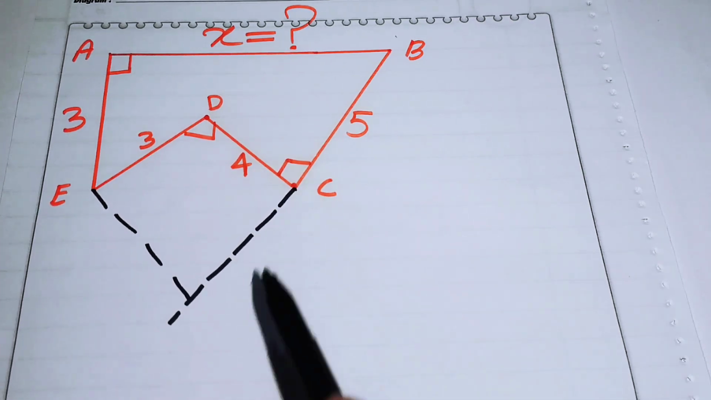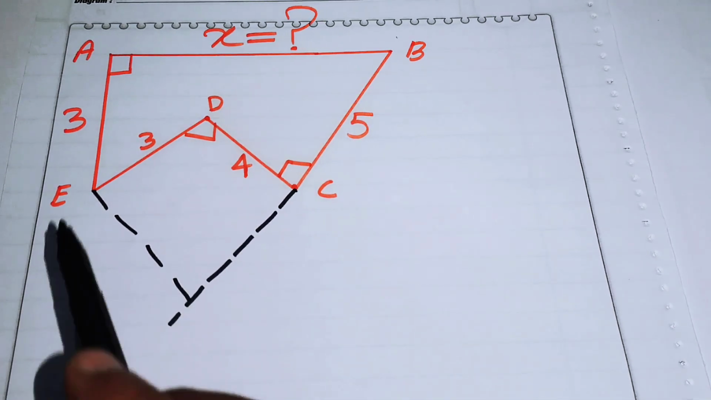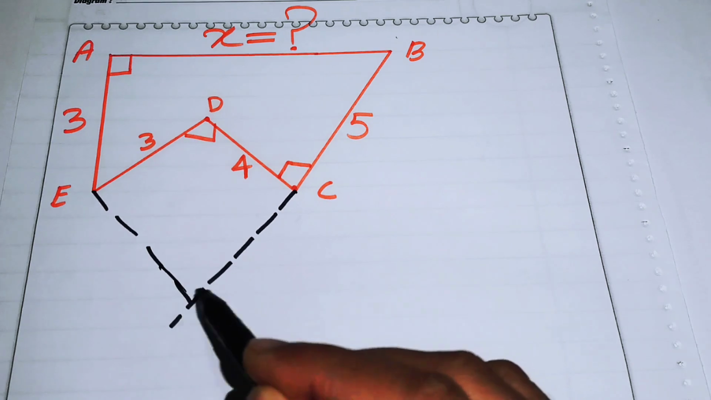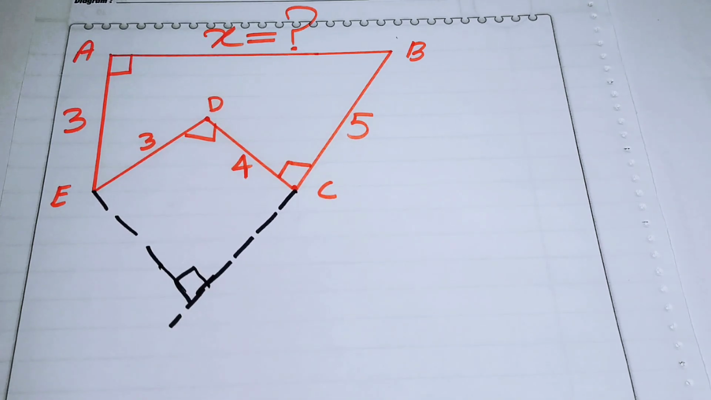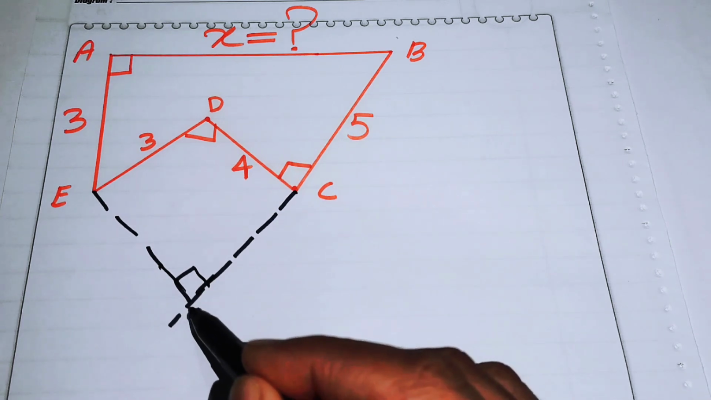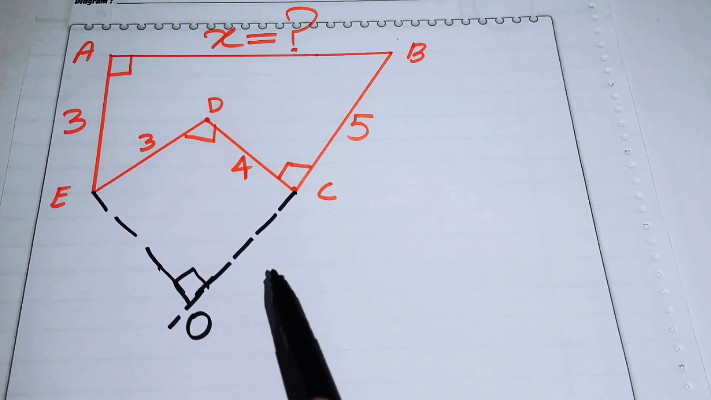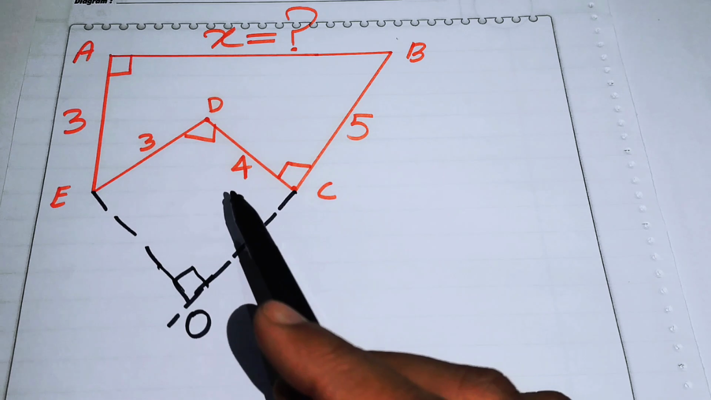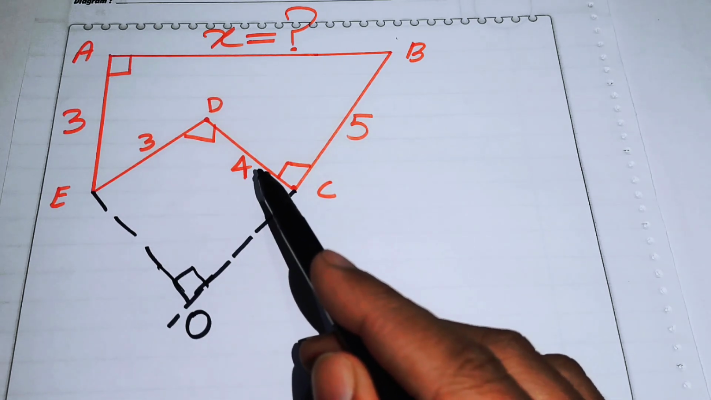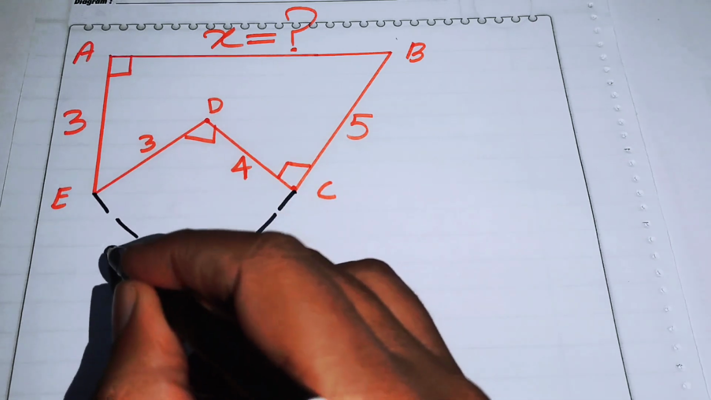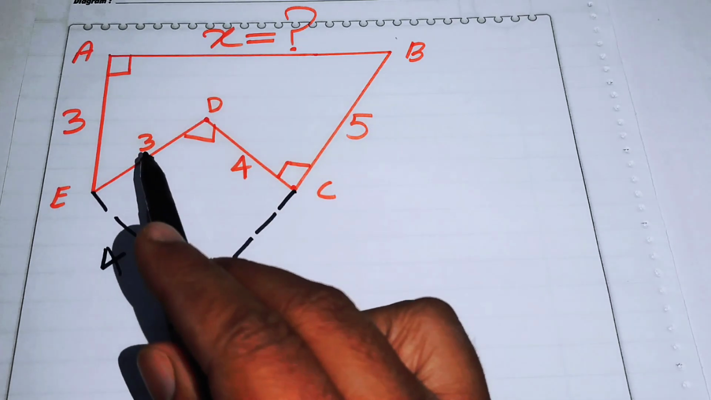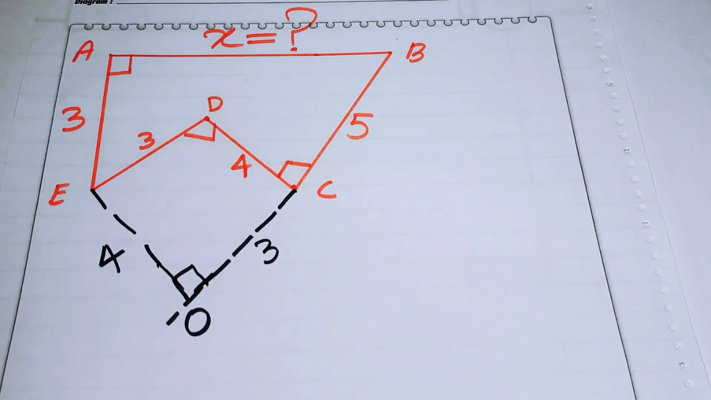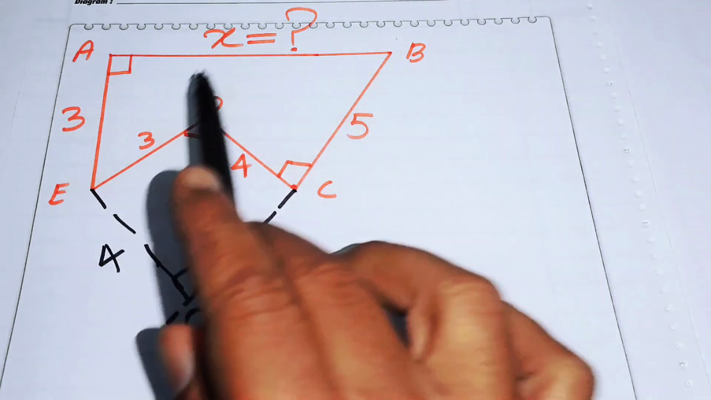When I produce this side and this side, they intersect each other perpendicularly. These make an angle of 90 with each other, and I can name this point O. After producing these two sides, we make a rectangle here. If the length of this side is 4, the length of this side is also 4, and if the length of this side is 3, the length of this side is also 3, because we make a rectangle here. Our aim is to find the value of AB.